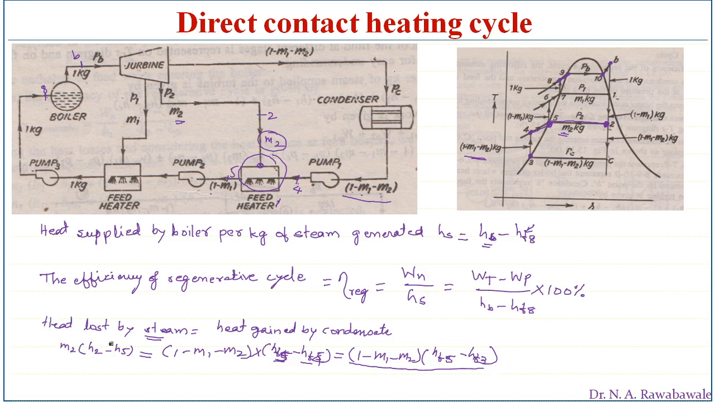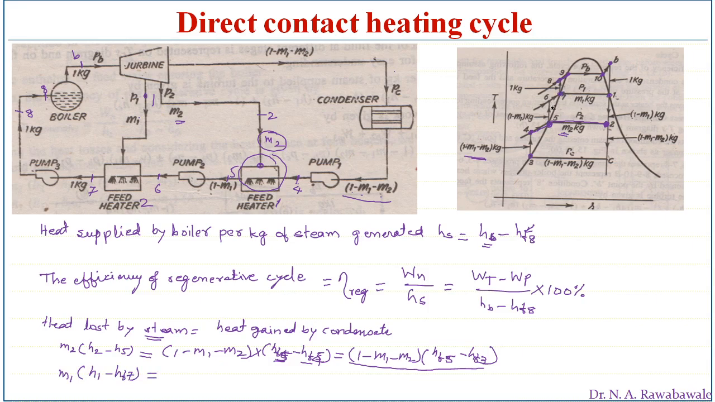Now if the same theory is applied to heater number 2, the mass of steam entering is M1 kg, and the enthalpy of this steam decreases from point 1 to point 7. So H1 minus HF7 is the amount of heat given by M1 kg of steam in heater number 2.